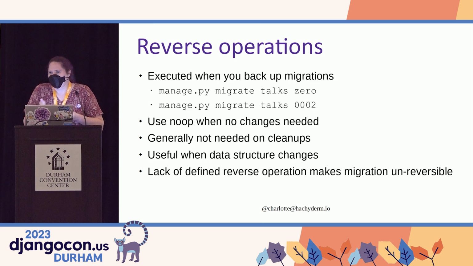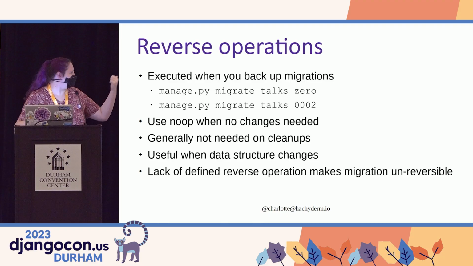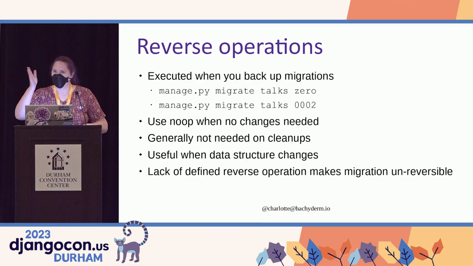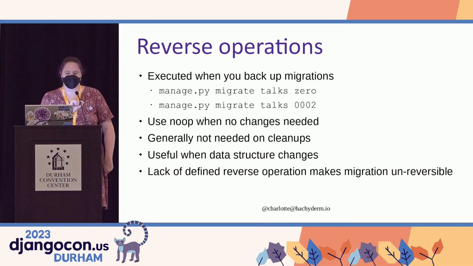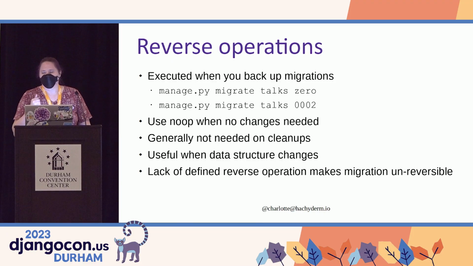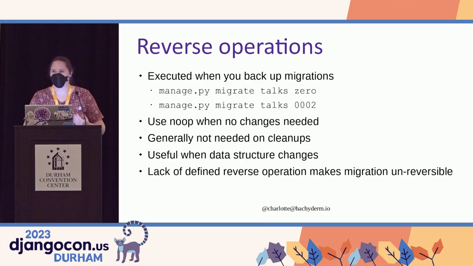You may also just back up to a certain point where you pass it the number for the migration you want to back up to. So you do manage.py migrate your app, in this case 0002. And what it does is it actually reverses each migration in sequence, going back through to get back to a certain point. So we use that no-op when there's no changes needed. In this case, I'm doing a data cleanup, and so I don't need to redirty my data if I'm going backwards. I can leave my data in its clean state.